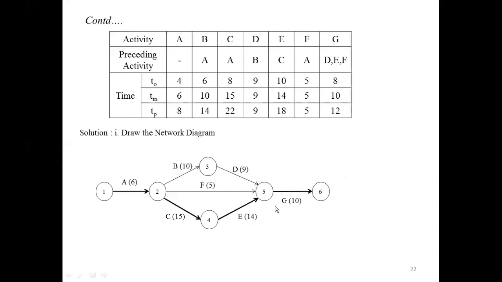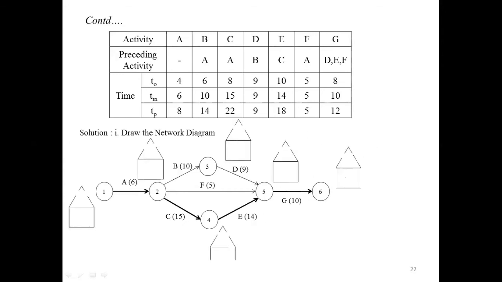Then as usual, you have to construct a square and a triangular block at each node. Then you have to write the forward pass and backward pass. We'll start from node 1, which is the forward pass. For node 1, the initial time is taken as 0. For node 2, 0 plus 6 will get 6. For nodes 3 and 4, we will get 16 and 21.